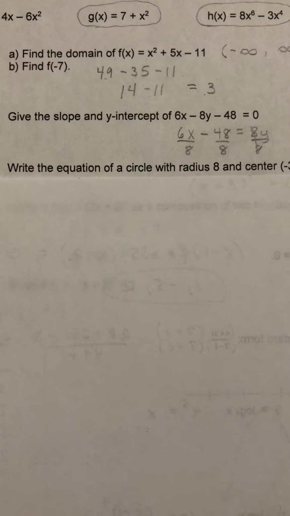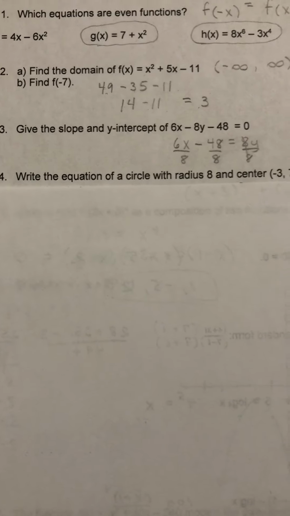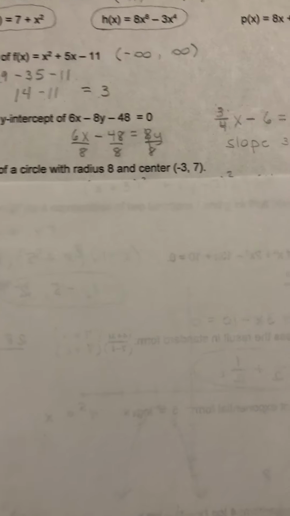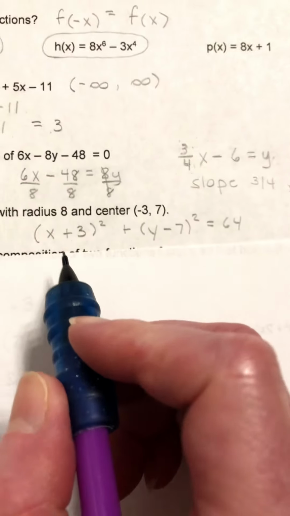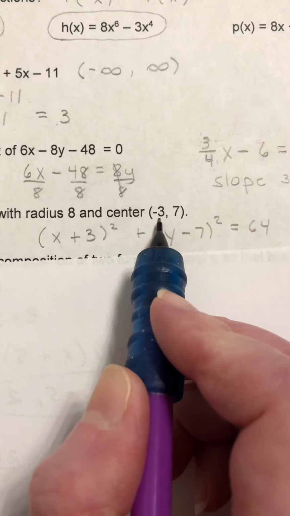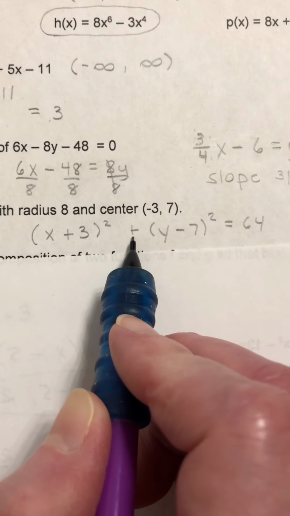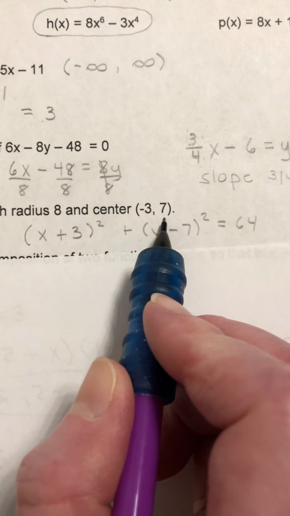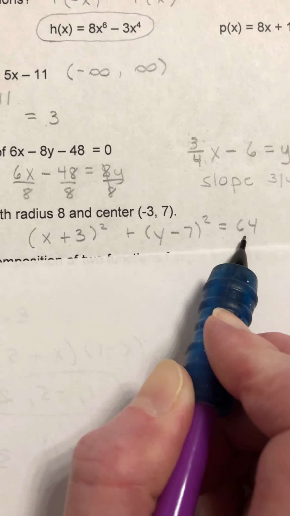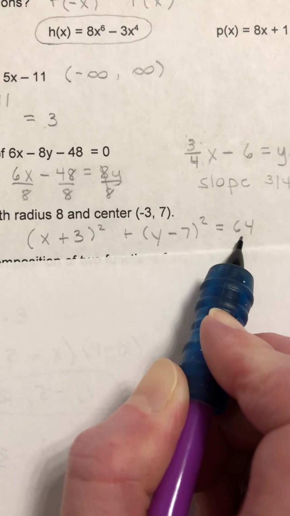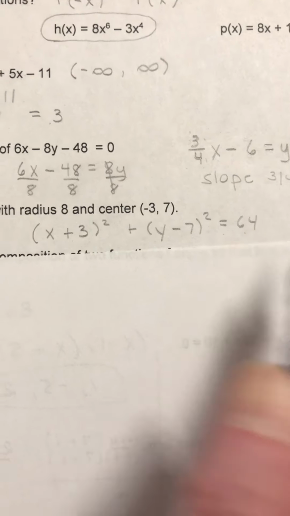To write the equation of a circle with a radius of 8 and a center at negative 3, 7, you're going to do x plus 3, quantity squared, plus y minus 7, quantity squared, equals the radius squared, which is 64.